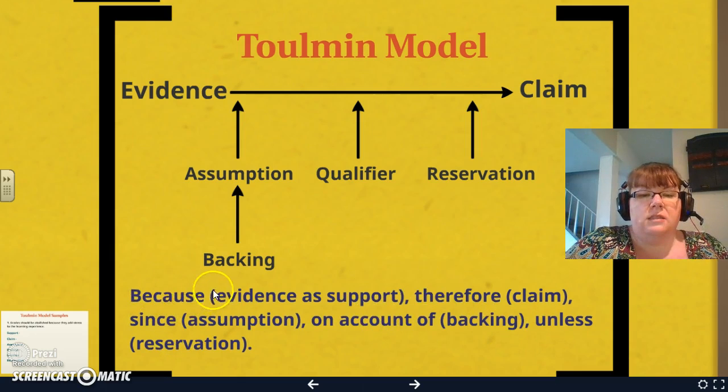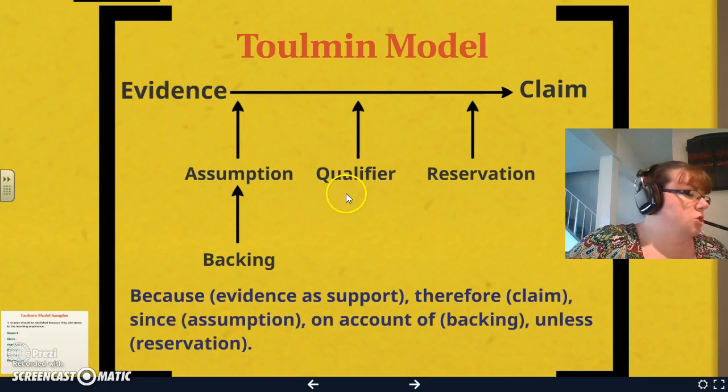So because, and this is where you would put your evidence, comma, therefore, this is where you would put your claim, and then you'd put another comma, the word since, and this goes your assumption, on account of, so you're backing up the assumption that you're making, another comma, and then you put unless this happens, and that would be your reservation. Now the qualifier aspect is mentioned in the book as well.